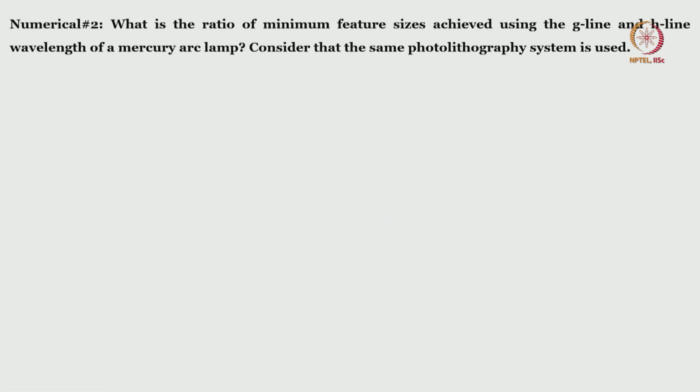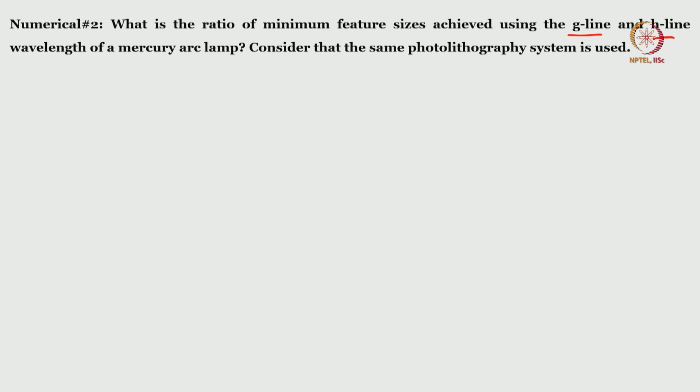This is the problem statement for the second problem. What is the ratio of minimum feature sizes achieved using G line and I line wavelength of a mercury arc lamp? Okay. Now, first question should be what is G line, what is H line? We will come to that, and consider that the same lithography system is used.